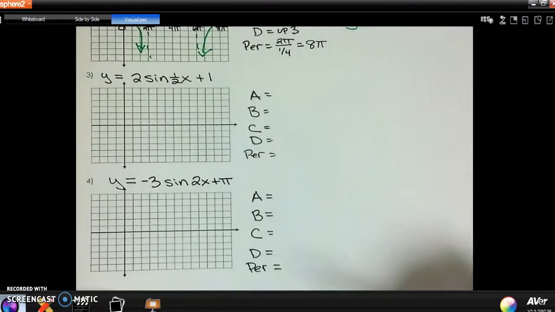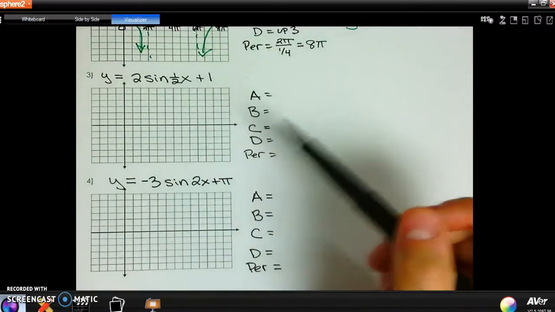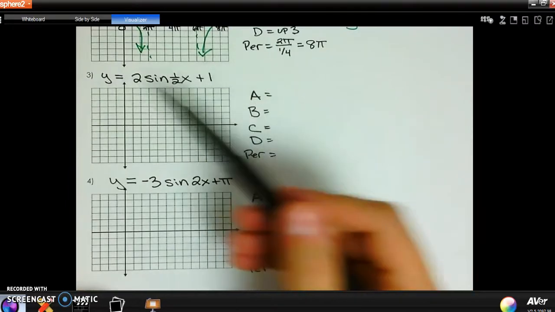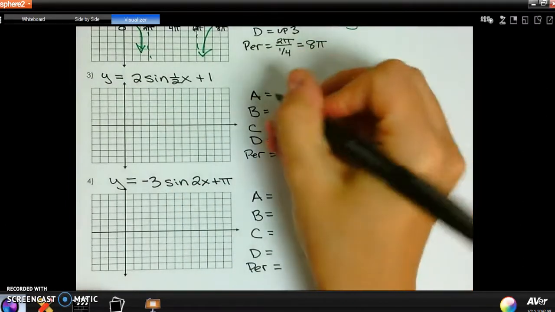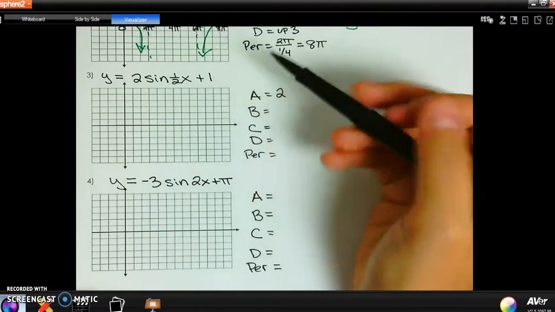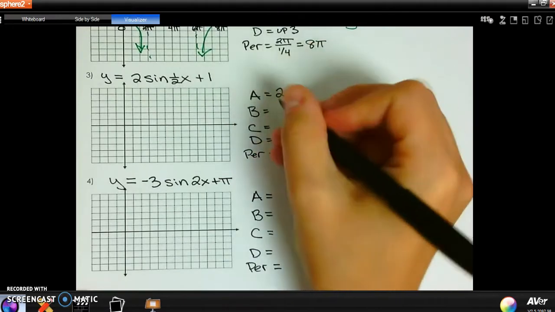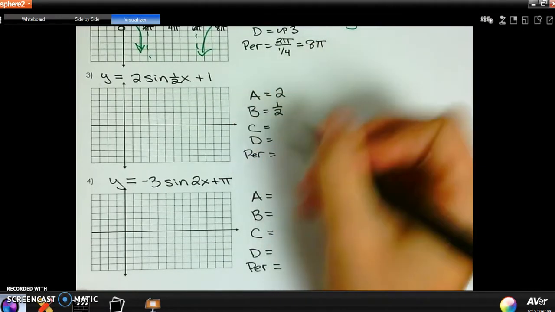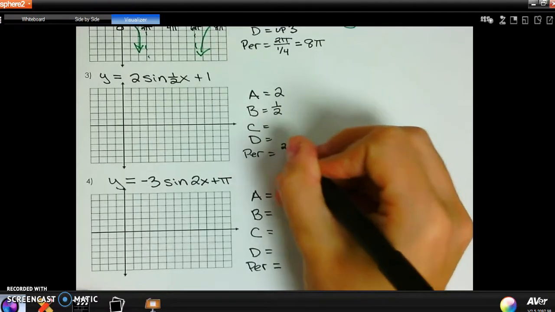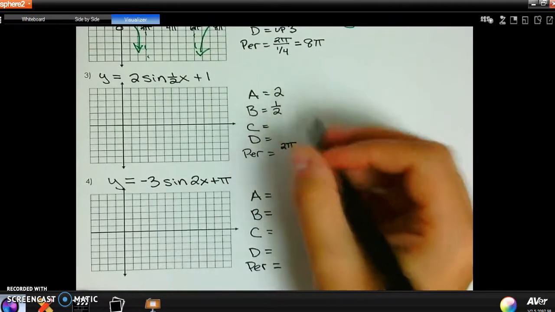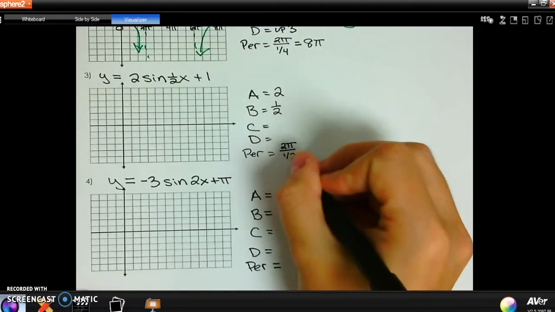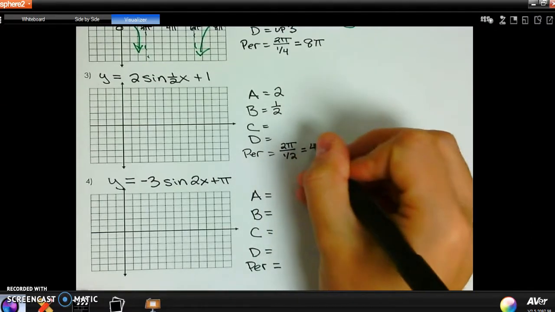Okay, so let's take a look now on how to graph this sine curve. Notice in this sine curve you have an amplitude of 2, and the b value is 1/2. More importantly, that b value tells you your period, because you always do 2 pi divided by the absolute value of 1/2, so 2 pi divided by 1/2 is actually 4 pi.